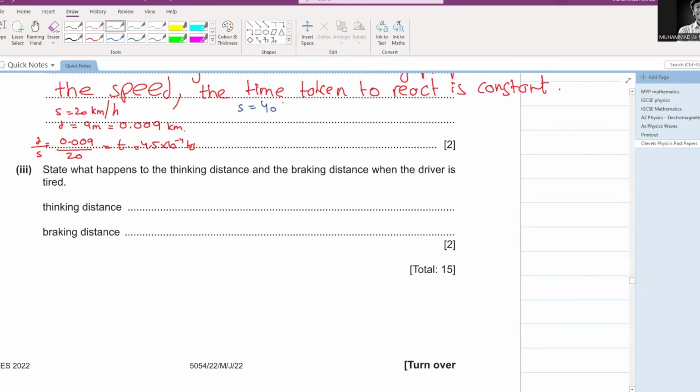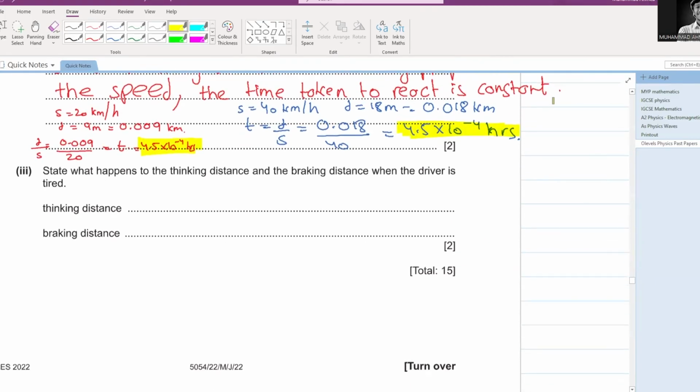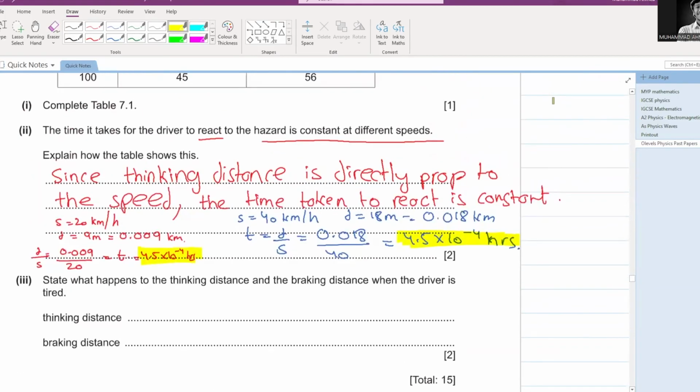Speed is 40 kilometer per hour, distance is 18 meters. This will be equal to 0.018 kilometer. Let's calculate the time again. Time is equal to distance over speed. Distance is 0.018 divided by speed, that is 40. This again comes out to be 4.5 into 10 raised to the power of minus 4 hours. So this time is remaining constant. Hence, we can say the reaction time or the time it takes for the driver to react remains constant.